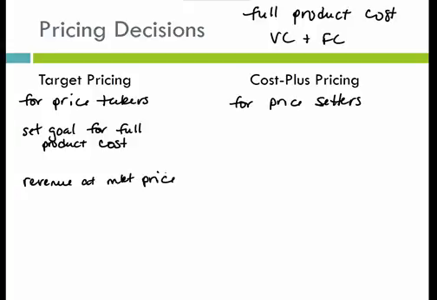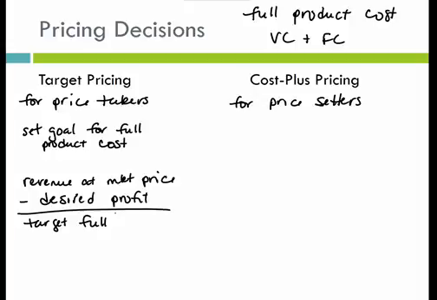That's kind of your given. This is the most I can make. I can't charge more. This is the most revenue I can make. You subtract off what you want to earn or what you need to earn as a profit. And then the difference gives you your target full product cost. You have to find a way then to make the product for this cost or less. So you start with the revenue, you subtract off the profit, and what's left is the cost. You need to find a way to reduce your cost to that.